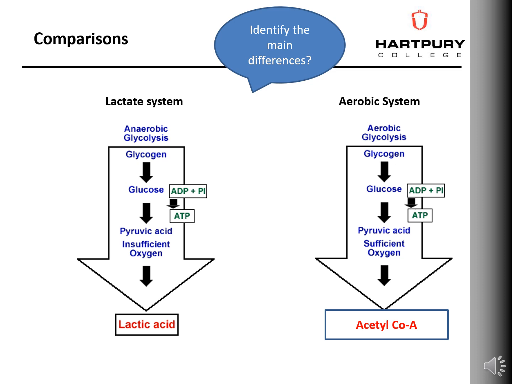So the main differences then, if you take a look at the lactate system on the left hand side, you can see we have anaerobic glycolysis: glycogen, glucose, pyruvic acid. Because there's insufficient oxygen, it leads to a buildup of lactic acid, that byproduct. Take a look on the right hand side, the aerobic system. We actually have aerobic glycolysis happening because we're using oxygen. Glycogen and glucose create pyruvic acid, but in this case, because we have sufficient oxygen, it creates acetyl coenzyme A.